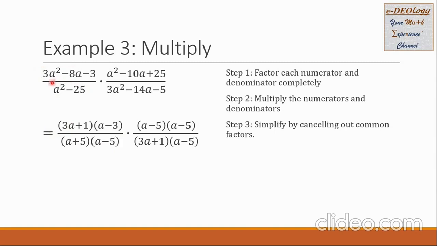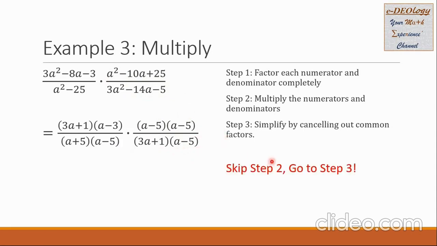So in the denominator, the a squared minus 25, the factors are a plus 5 and a minus 5. And then times the second rational expression, the a squared minus 10a plus 25 is now factored into a minus 5 times a minus 5. The denominator, 3a squared minus 14a minus 5, the factors are 3a plus 1 and a minus 5.